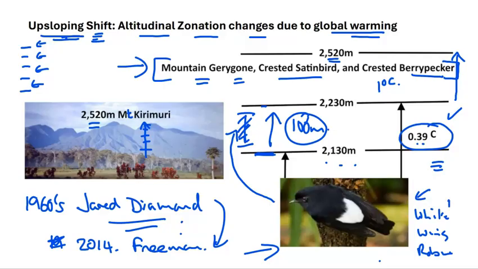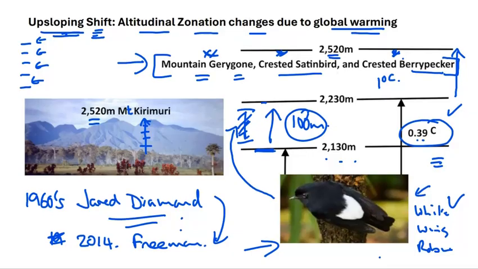Firstly, because they would come into conflict and competition with the white-winged robin, which would be better suited to that particular modified habitat, and secondly, the modified habitat would physiologically place too much stress on these higher altitude birds, and they would be excluded from reproducing successfully in that region. So all of these are phenomena of upslope shifting, as we see in the Papua New Guinean Mt Kirimuri study over the past number of decades.